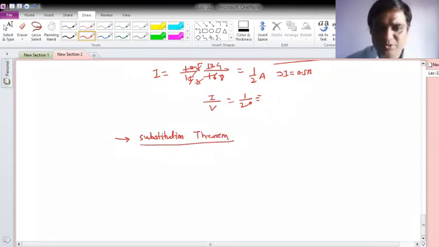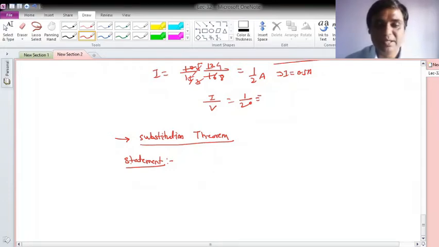Substitution theorem. The substitution theorem statement is that in a linear network, any branch can be replaced by a different branch, provided that the remaining network voltage and current are undisturbed. And the new branch voltage and current must be the same as the previous one.